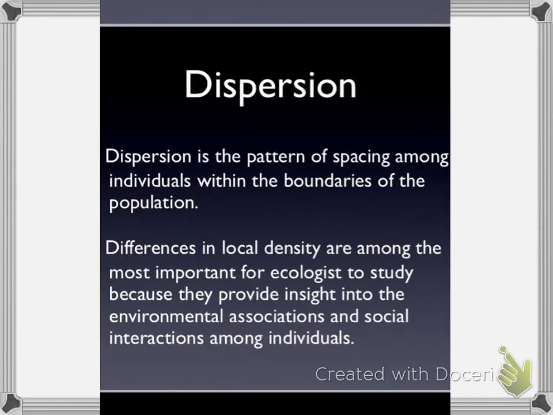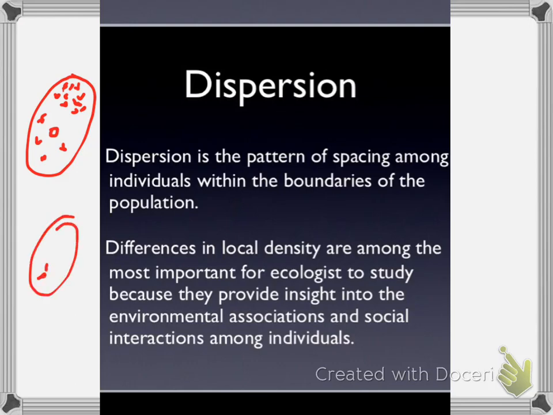Dispersion is the pattern of spacing among individuals within the boundaries of the population. So again, let's say we have our boundaries, and then the dispersion would be, let's say over here, this side of the population is dispersed unevenly because this side has a lot more, whereas over this side there's fewer. That also runs hand in hand with density, and how dense they are is how they're dispersed throughout the population. So you can have them real close, or they can be pretty far away. That all has to do with dispersion.